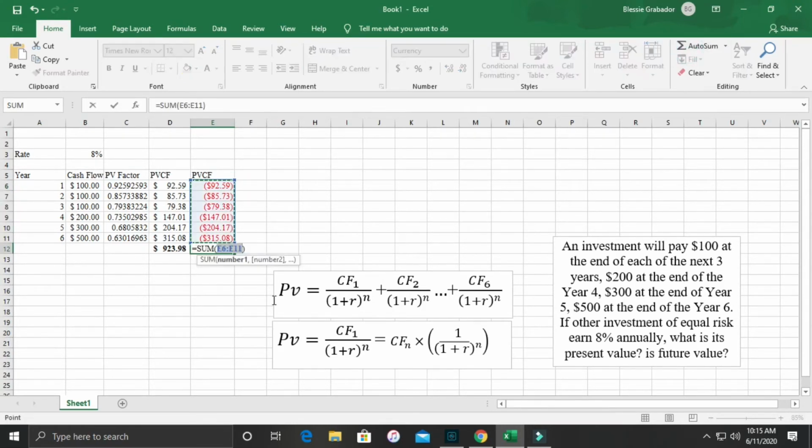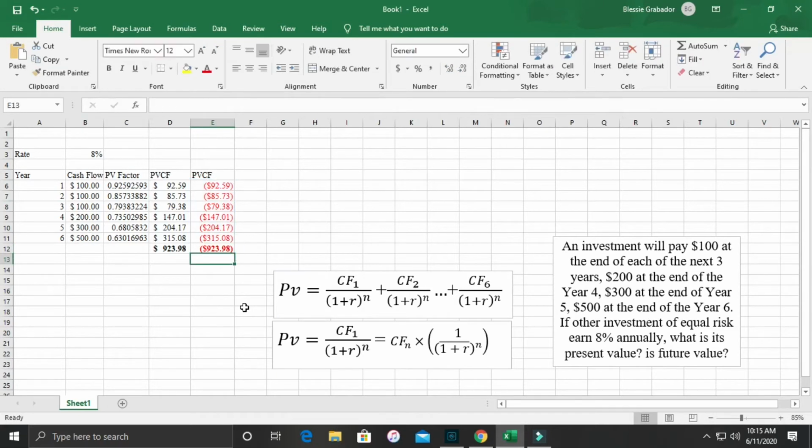the answer. So same as here, we have $92.59, $85.73, $79.38, $147.01, $204.17, and $315.08. And the sum of all is the same as here. So we've got $923.98. So that's all for the present value cash flow.